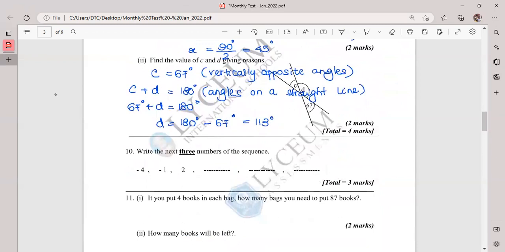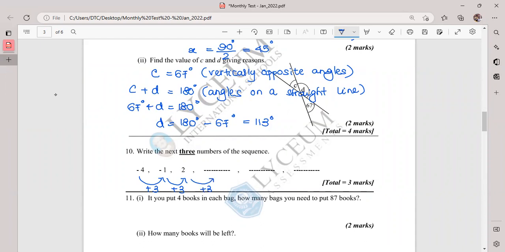Okay. So then question number 10, write the next 3 numbers of the sequence. So you want to understand what has happened. Now it has increased from -4 to -1, right? How do you get it? That -4 and you want to add something, right? So you want to add +3. How do you get this, children? Then here if you take -1 and 2 also, you can understand it is what? Again +3, right? So then you want to do the same thing here, +3.